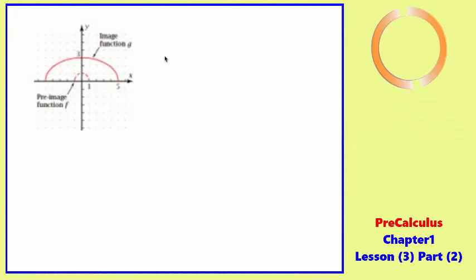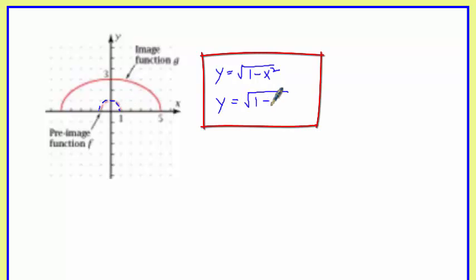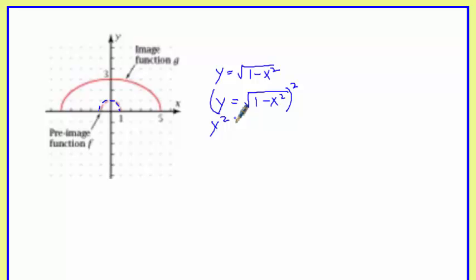Now we're going to verify how we got our pre-image function y is equal to square root of 1 minus x squared. It's not very obvious from the given graph, but treating this in an algebraic way will lead us to graph in this manner. So let's do it. First, to be able to get rid of the square root, we're going to square both sides. That gives us y squared is equal to 1 minus x squared.